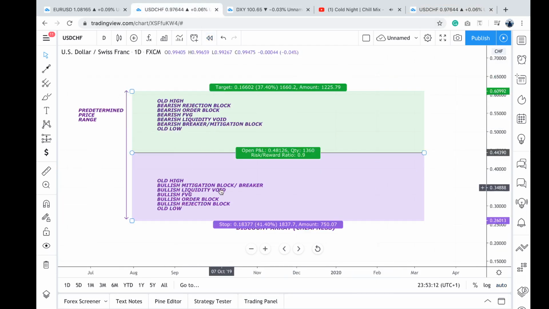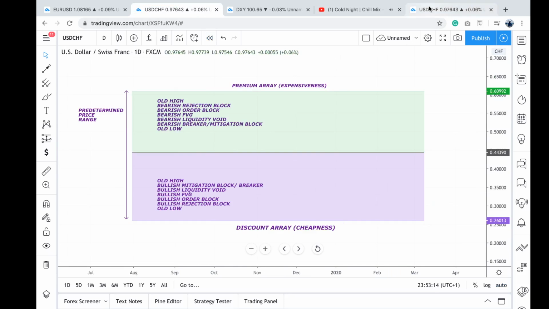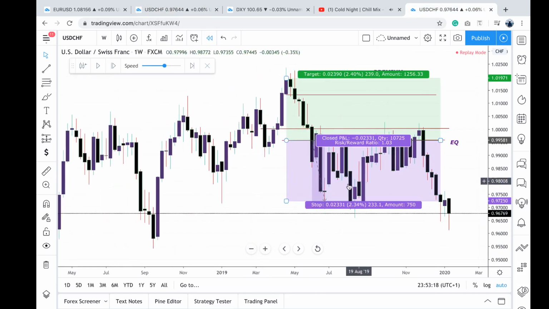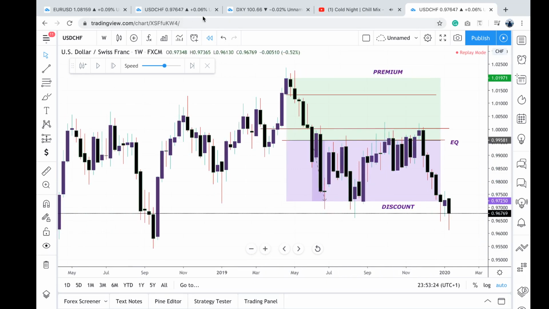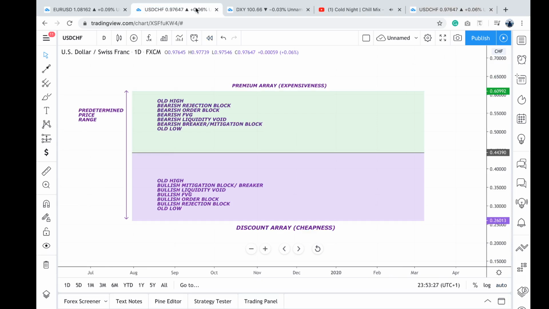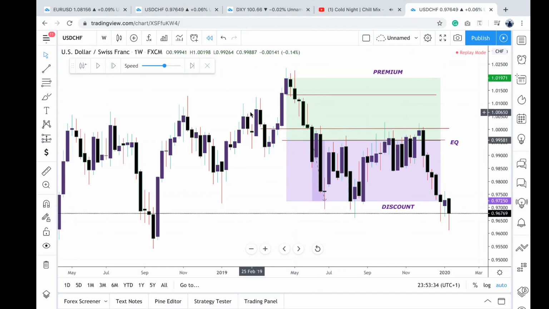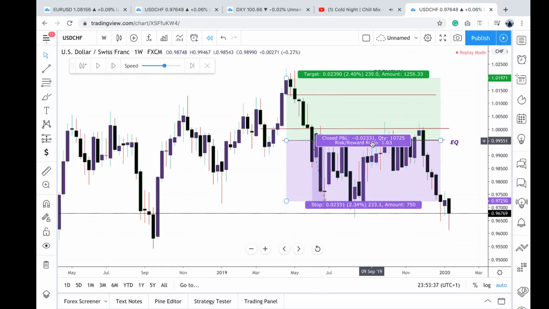Is there a bullish mitigation block or breaker around that level? Let's check. No bullish mitigation block or breaker around that level. So this is the way we begin to frame our trades and expect price to trade off that level. Now we know price is respecting the midpoint of the bearish breaker. Now we're trying to find a target where price should reach for.